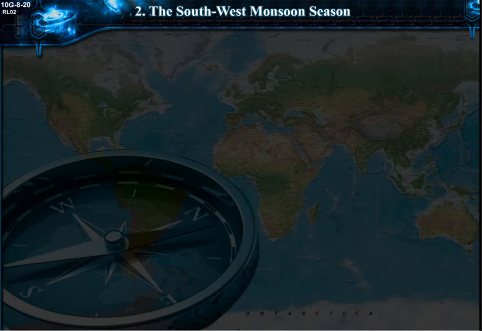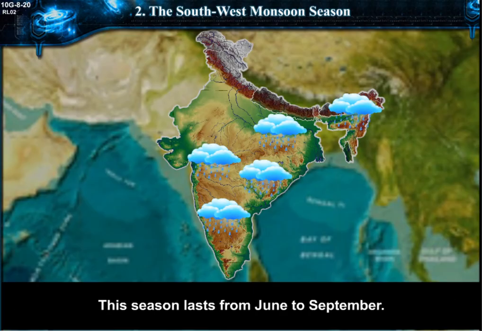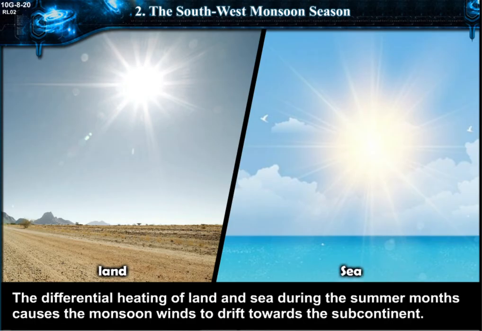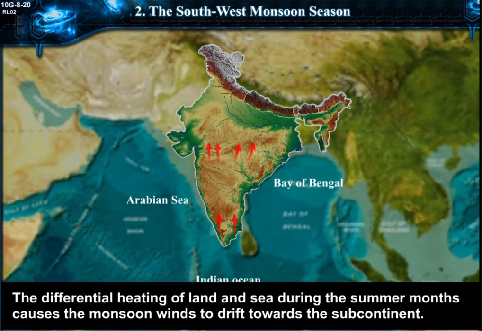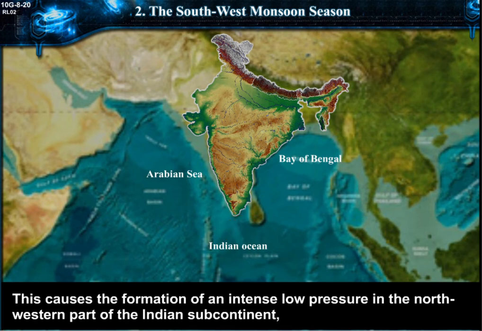2. The Southwest Monsoon Season. The Southwest Monsoon Season is the season of general rainfall. This season lasts from June to September. The differential heating of land and sea during the summer months causes the monsoon winds to drift towards the subcontinent. The large landmass to the north of the Indian Ocean gets intensely heated during April and May. This causes the formation of an intense low pressure in the northwestern part of the Indian subcontinent.